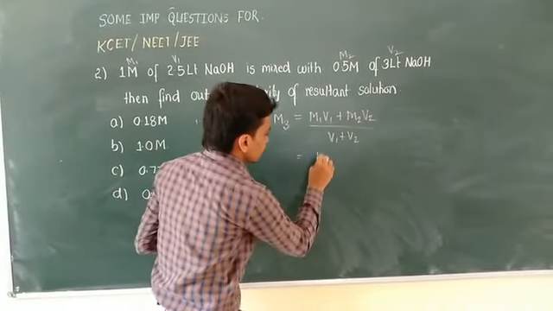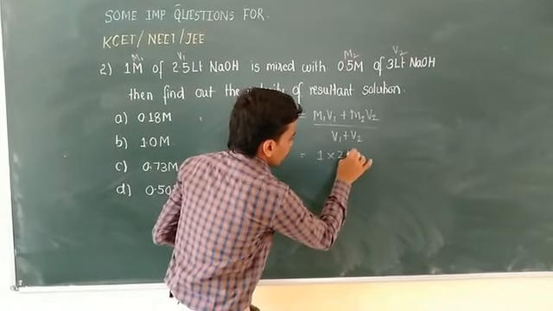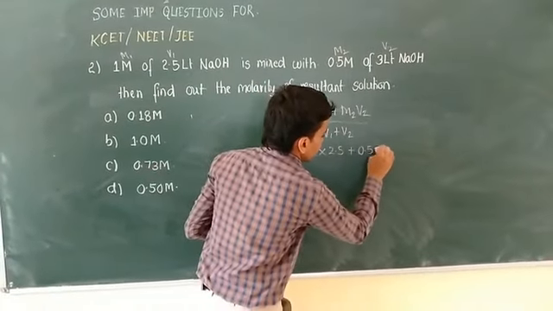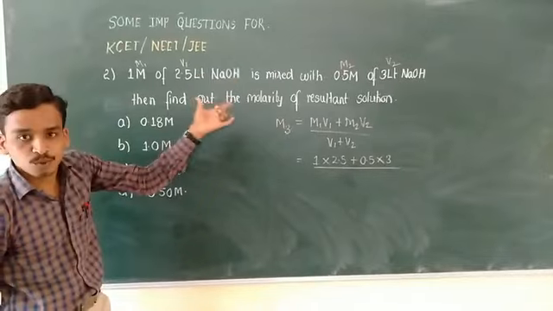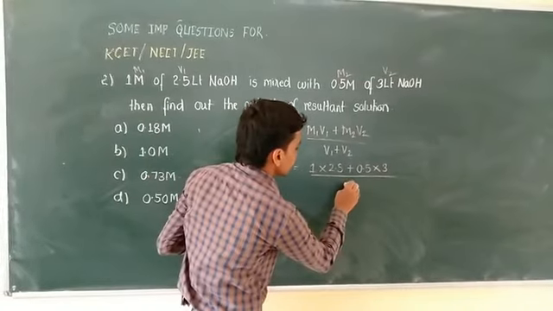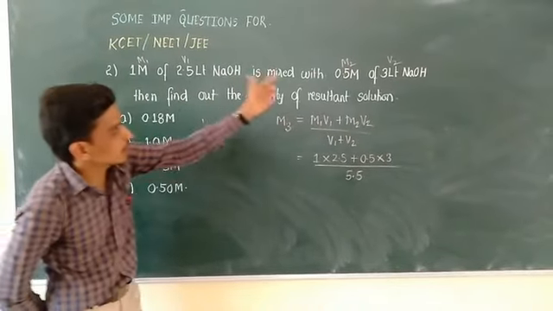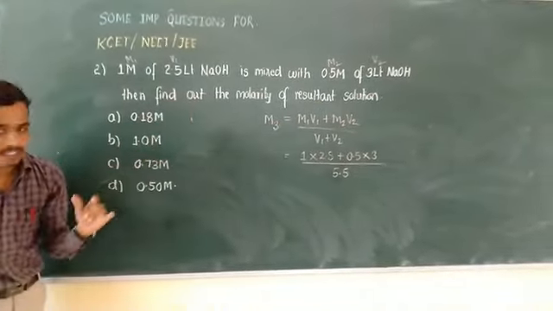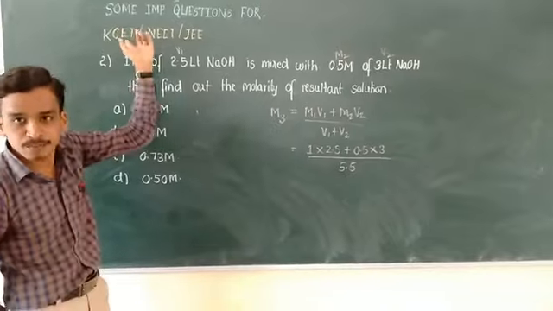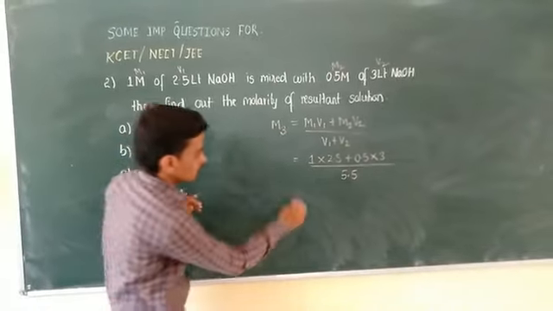Okay, here M1 is given as 1 into V1, that is 2.5, plus M2, which once again is 0.5, multiplied by 3, all divided by the total volume, 2.5 liter plus 3 liter. It means the total becomes 5.5 liters. So substitute directly, V1 plus V2, that is 2.5 and 3. Then you can solve here. And one point you have to remember, you are not allowed a simple calculator in competitive exams like CET, NEET and JEE. But how to solve for the correct answer, that is going to be solved here.